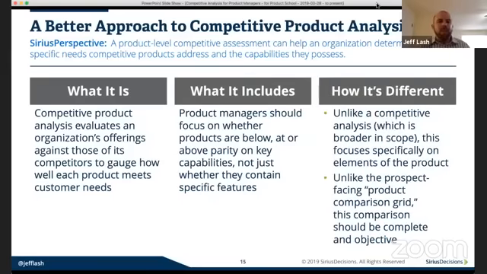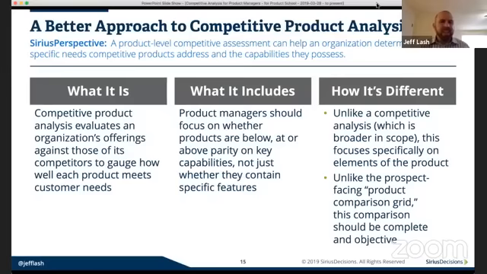Now, how this is different from that kind of humorous example I showed you before, or how I see a lot of people doing it, is number one, as I mentioned, a competitive analysis is going to be broader in scope. So it's going to look at elements of the customer experience. It's going to look at brand equity. It's going to look at a lot of other things. And those are really important, and many of them are things that product managers should be doing. But for the purposes of today, we'll keep it nicely contained and just talk about the product comparison.